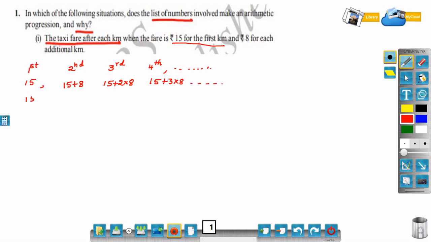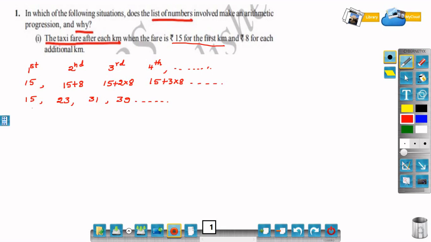So 15, 15 plus 8. 15 plus 8 is 23. 15 plus 2 into 8 is 15 plus 16, that is 31. Then 15 plus 3 into 8. 3 into 8 is 24. 24 plus 15, 39. This is the list of numbers.